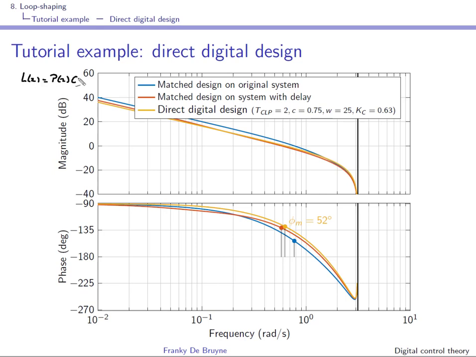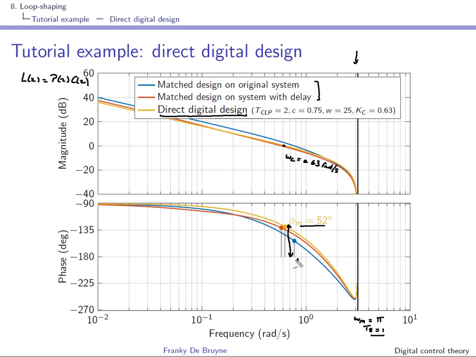So here what you see is the loop gain, but in the Z domain, P times C. You can clearly see it's in the Z domain because here we have the Nyquist frequency, which is pi as TS is equal to 1 second. So you see the three designs, and in the direct digital design we impose a cutoff frequency of omega C equal to 0.63 radians per second. You can see it's a crossover frequency because the gain is 1 or 0 dB, and at that frequency we impose a phase margin of 52 degrees.